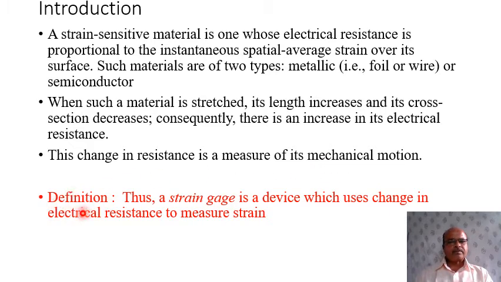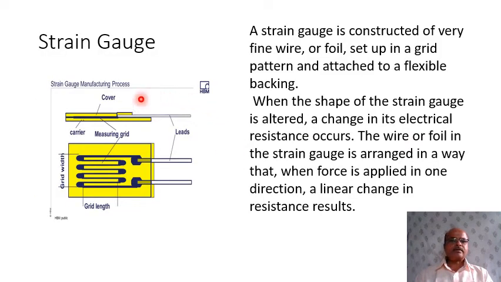So, the definition of strain gauge. A strain gauge is a device which uses change in electrical resistance to measure strain. A device which uses change in electrical resistance to measure strain is called a strain gauge. This figure shows the basic strain gauge structure and manufacturing process.